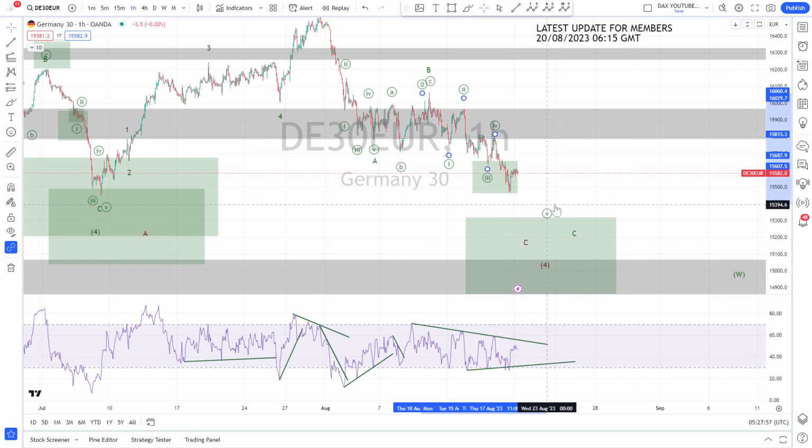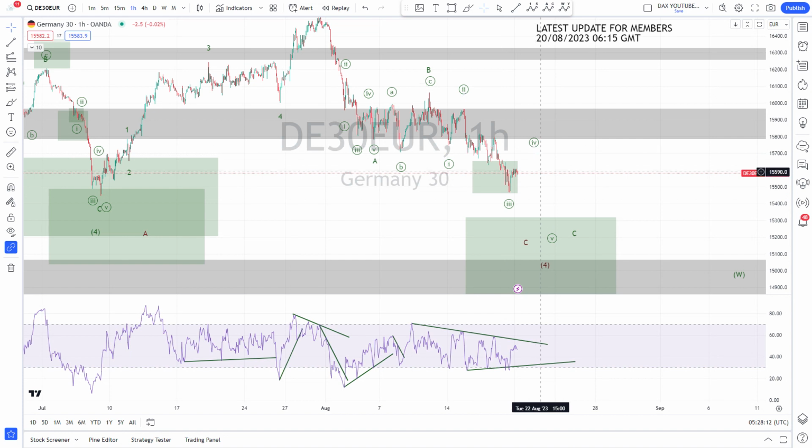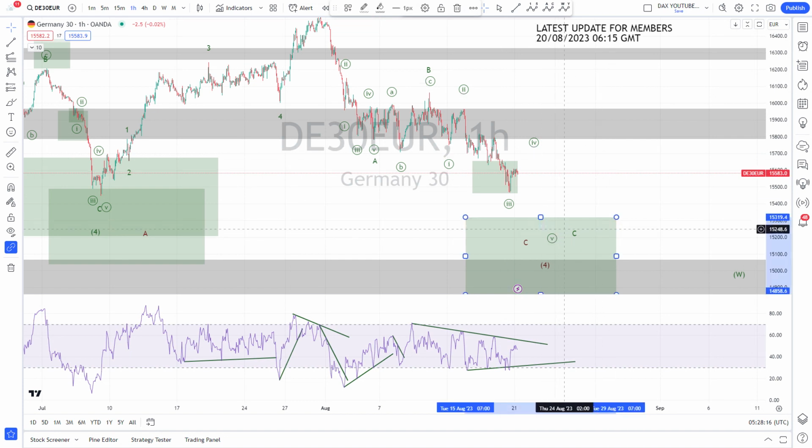But okay, if I want to trade this, then what I will assume is that we do something like this. So 1, 2, this is our 3, 4, then 5 into this area, and from here long again.